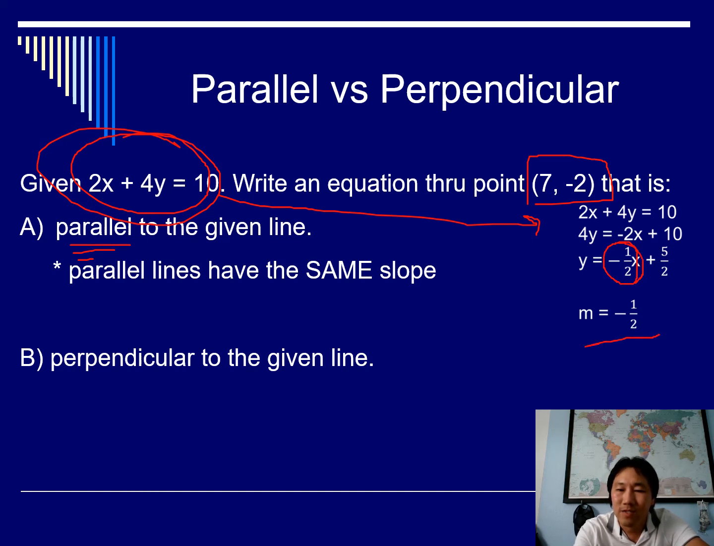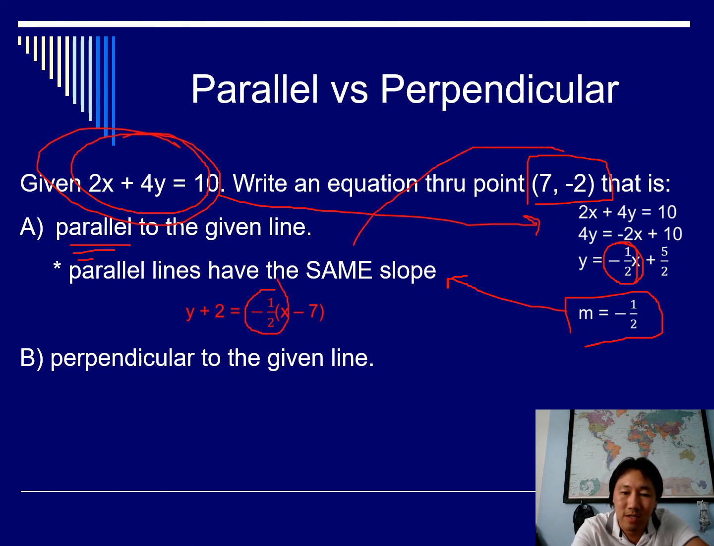All right, now that we have the slope, to write an equation of a parallel line, you just use the same slope. There's the same slope, -1/2, but now we're using this point. 7 and -2. I know it's getting a little messy, so I'll clean it up. But that's the answer. And it didn't say what form to put it in, so I just put it in the easiest form, point slope form.